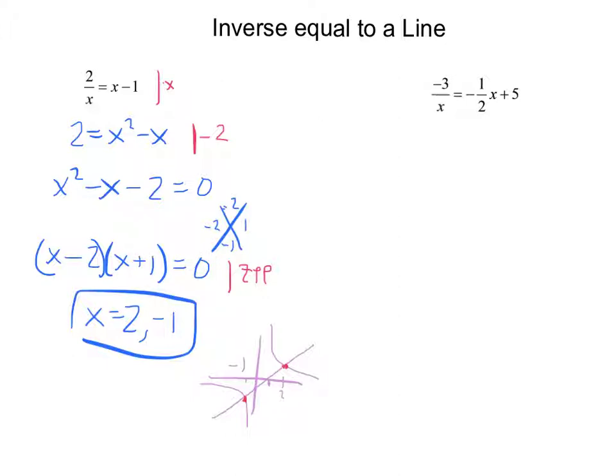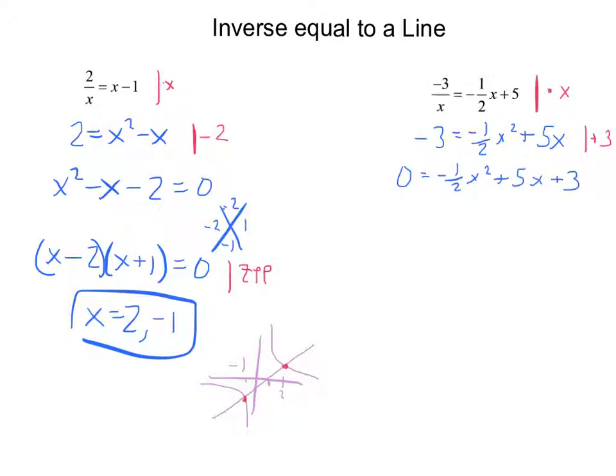Okay, other side. Multiply through by x. Each term is being multiplied by x, so on the left I'm getting -3 equals -1/2 x squared plus 5x. You gotta remember to distribute x to each one of those. Okay, now what do? We're gonna add the 3.